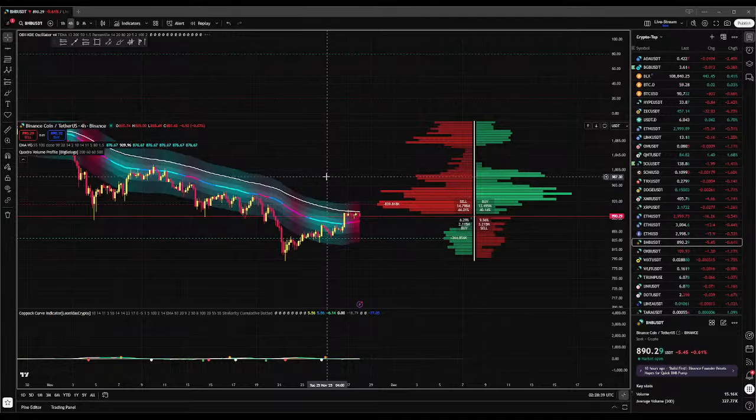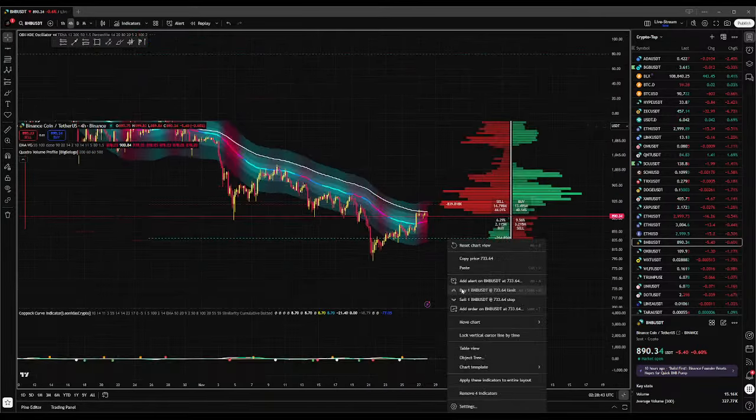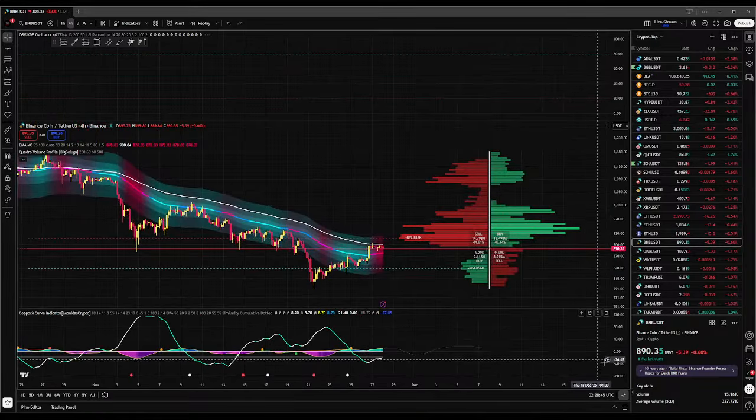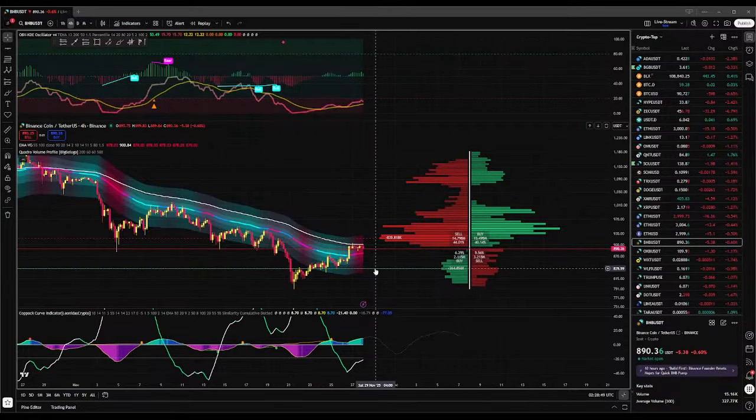Yeah, definitely. It's doing the same thing as Bitcoin. I think all the altcoins are getting ready for a pullback, as you can see here. We will see a sell signal very soon, looking for around 840, 850, potentially, yes, around there.